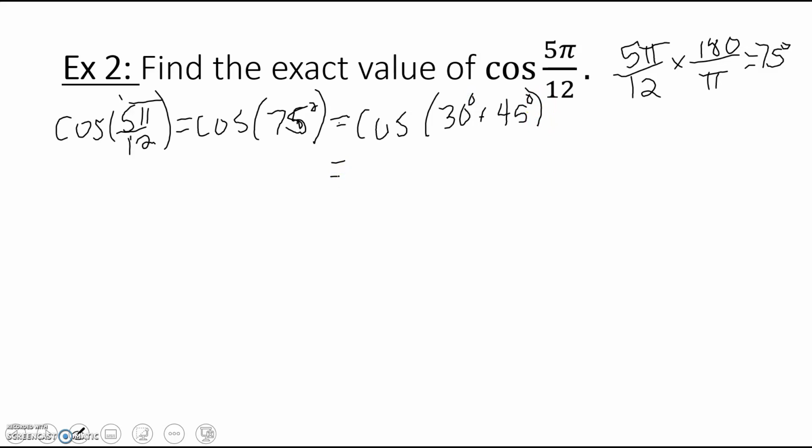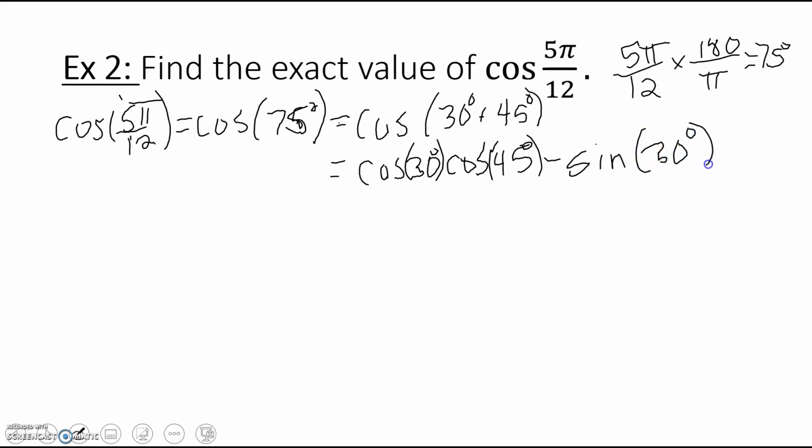Well, now I can use the sum angle identity for cosine. So that would be cosine of 30 times cosine of 45. Remember the sign changes, so minus the sine of 30 degrees times the sine of 45 degrees.